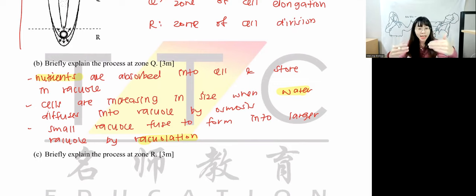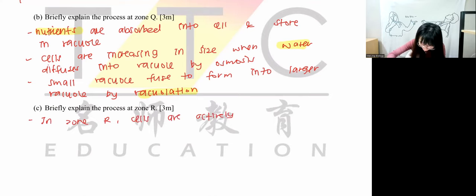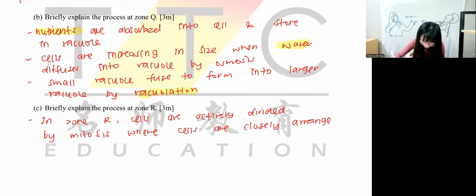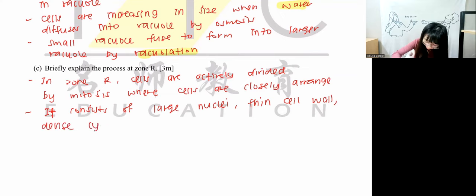So when they are growing, they will go to the next zone. So the question is also 3 marks. We have to explain 3 sentences with the characteristic of cell. So we have to mention that in zone R, cells actively divide by mitosis, where cells are closely arranged. It consists of large nuclei, thin cell wall, dense cytoplasm, and no vacuole.